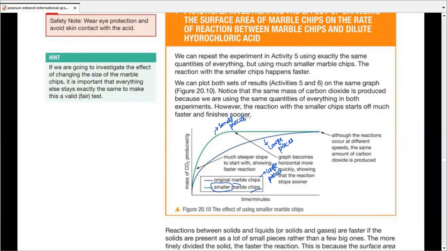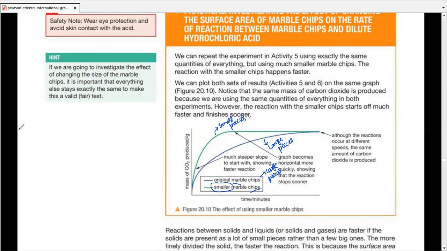Both the graphs become horizontal. Both the graphs have to, at the end, become flat. But with the small pieces, since the graph is steeper at the start, it becomes flat quickly. So the reaction is faster. The rate of reaction is higher for smaller pieces, all right? And the rate is somewhat slower for larger pieces, and it takes some time before it becomes flat. Make sense? Okay, let's elaborate it a little further.